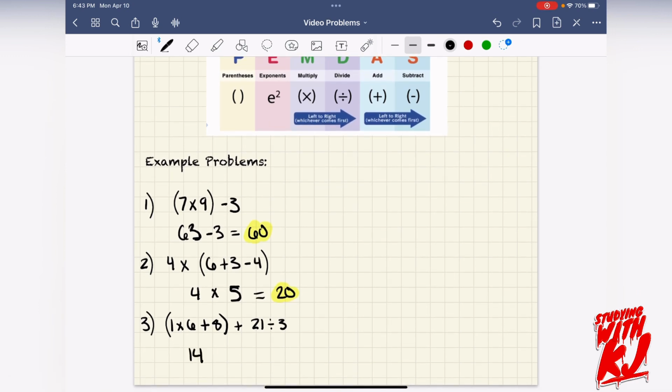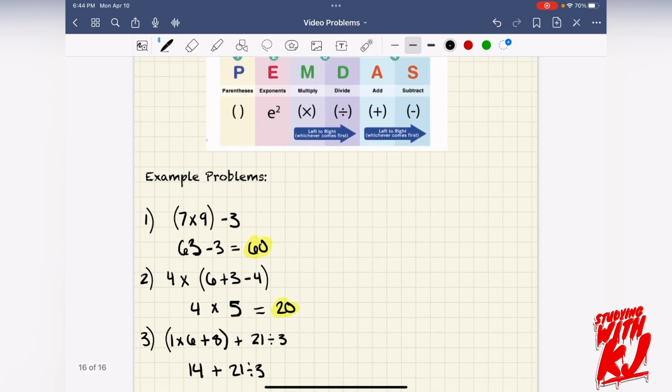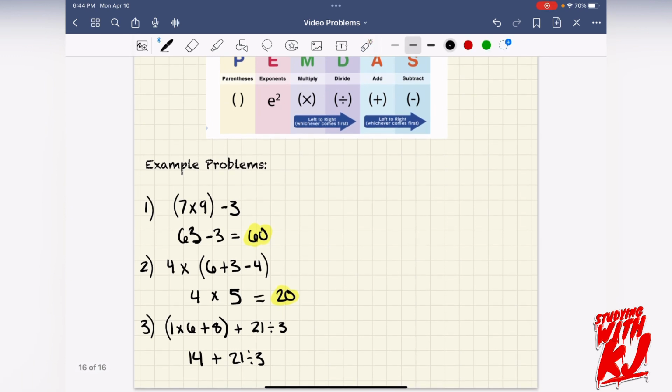Now we bring down whatever we haven't used, which is the addition sign, and then 21 divided by 3. Now we have 14 plus 21 divided by 3, and we have the operation of addition and the operation of division. If we look at PEMDAS, you would divide before you add, right? Because we have a division right here, and after division comes addition. So 21 divided by 3 is 7.